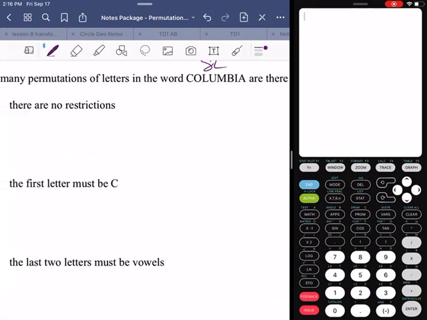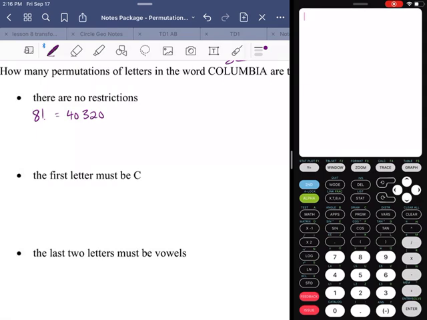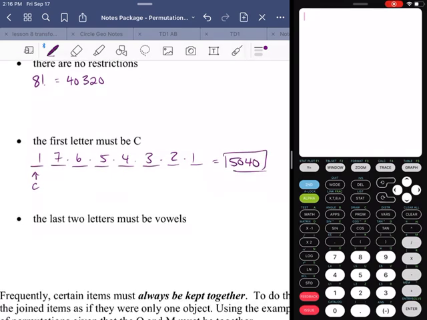So there's 8 letters, and there are no restrictions. So if there's no restrictions, you simply do 8 factorial, and you're going to get 40,320. If the first letter must be C, so it must be C, there's only one way to use C, but then you still have 7, 6, 5, 4, 3, 2, 1 to arrange the rest of it. And if you go ahead and actually calculate that out, you'll get 5,040.